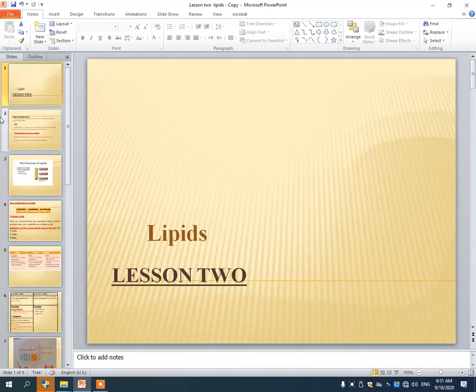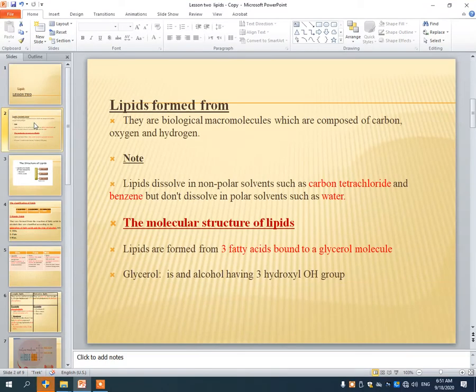Lesson 2, Lipids. Lipids are biological macromolecules, composed of carbon, oxygen and hydrogen. Lipids dissolve in nonpolar solvents such as carbon tetrachloride and benzene, but they don't dissolve in polar solvents such as water. So lipids dissolve in benzene and carbon tetrachloride because they are nonpolar solvents, and they don't dissolve in water because water is a polar solvent.